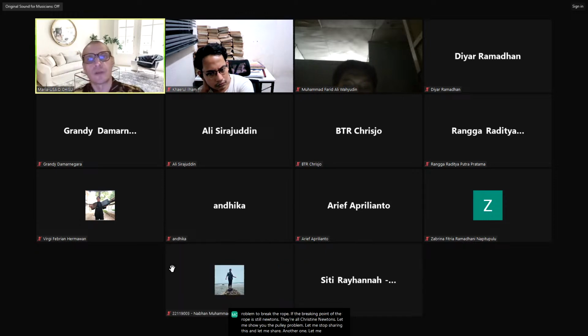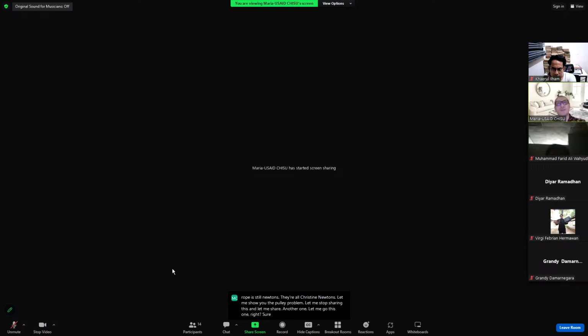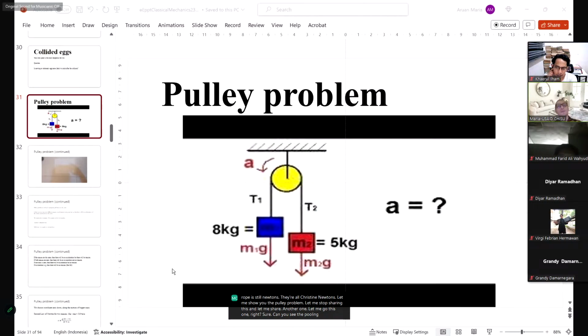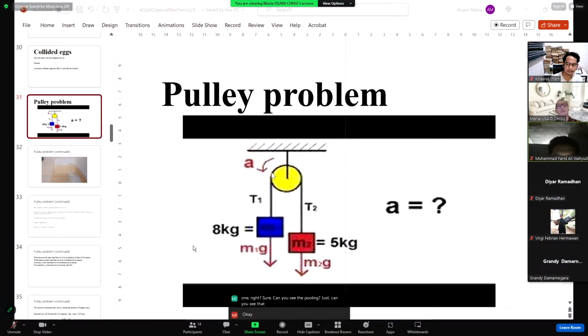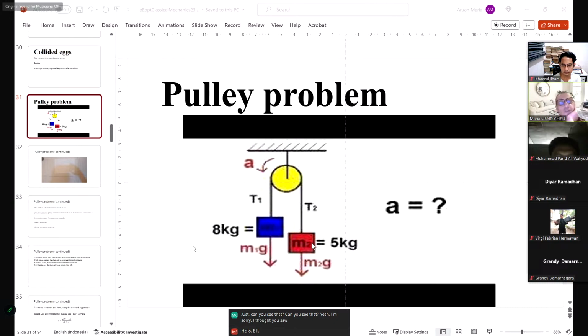There we go, this one, right? Share. Can you see the pulley? Just a moment. Can you see that? Yes, sir. Can you see that? Yeah, I'm sorry. I thought you saw this, but it seems that you didn't see.